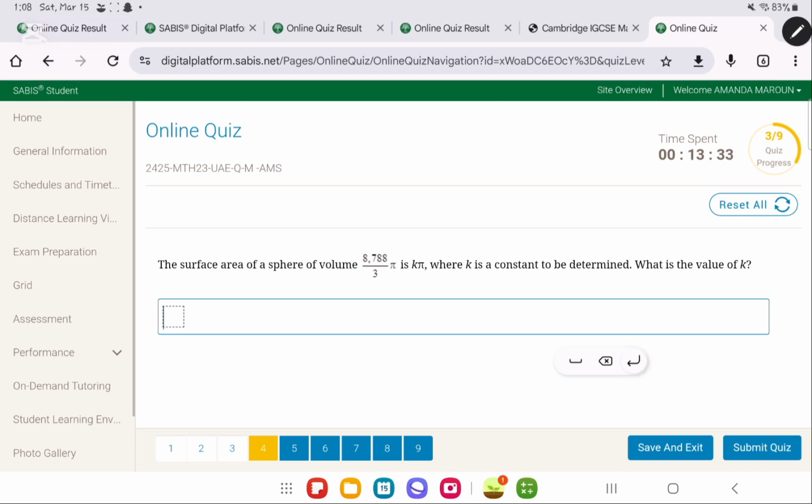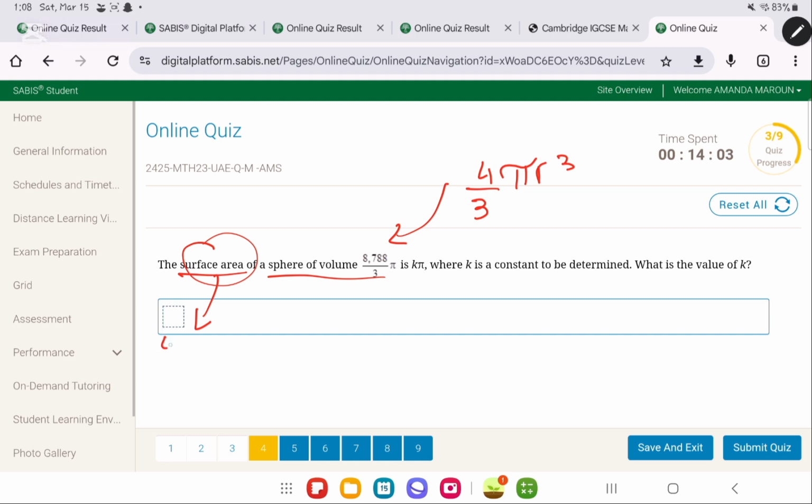We'll move on to question number 4. They said the surface area of a sphere of this volume is k pi, where k is a constant to be determined. What is the value of k? They told us they need the surface area given the volume of the sphere. So very simply, you should know that the volume of any sphere is 4 over 3 pi r cubed. So to find the surface area, which is the equation 4 pi r squared, we need to find the value of r. So to find the value of r, we're going to do like the previous question.